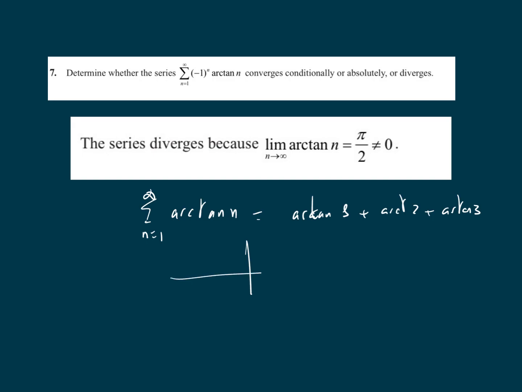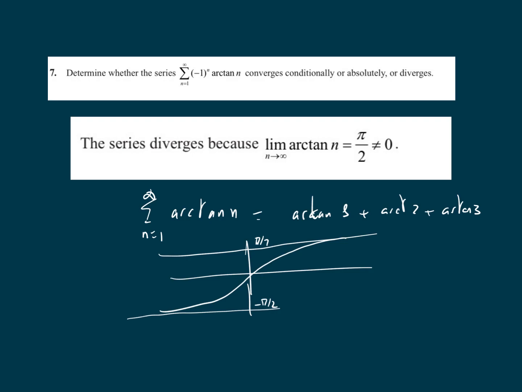Well, if you represent the function arctangent, that is this one, it is asymptotic at minus pi divided by 2, and at pi divided by 2. So arctangent of 1 is here, 1 radian, so it's this amount, this height. Arctangent of 2 is this height. Arctangent of 3 is this height. The sum of all of them when n goes to infinity, will it converge or diverge?